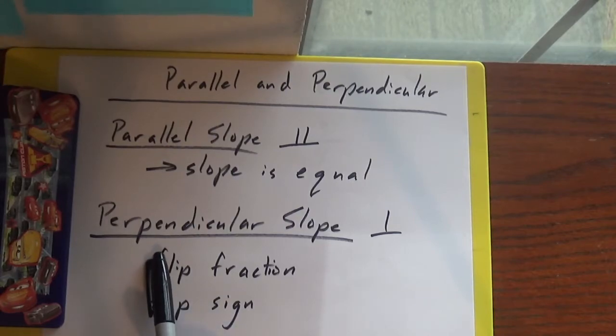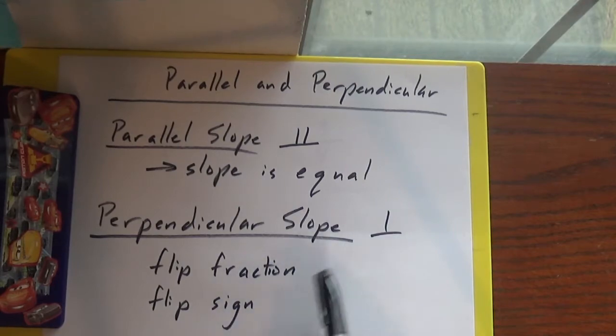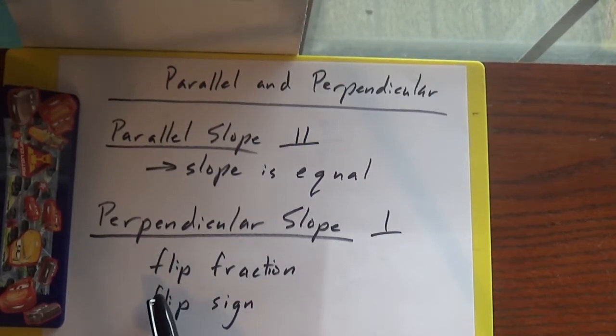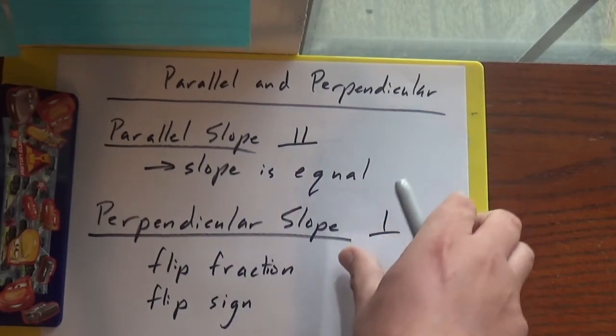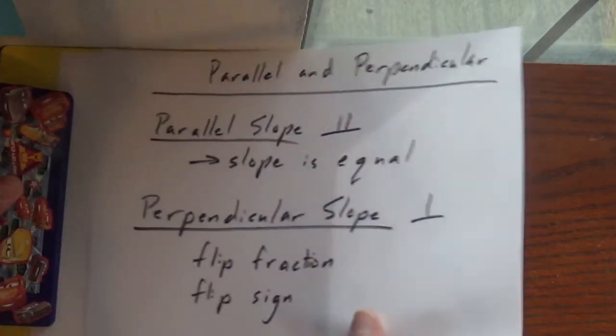Now if it's perpendicular, this is the symbol for that, just one line crossing that. It means they cross at a 90-degree angle. So for that, it's really easy. All we're going to do is flip the fraction and flip the sign. This is super easy. Basically, you just need to know that's the trick.